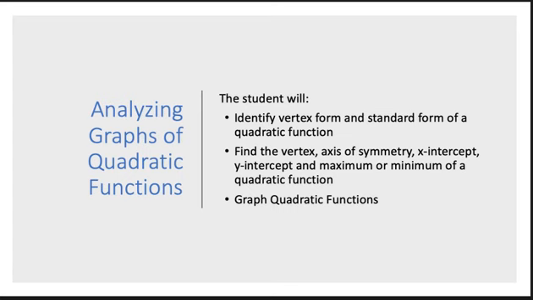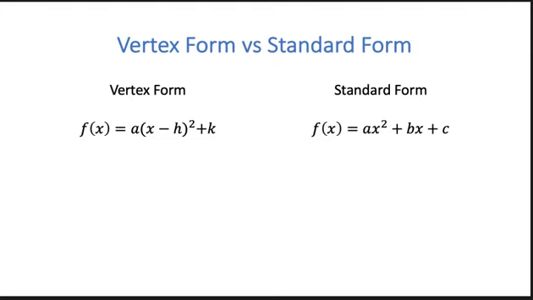This is part 2. In part 2, we're going to do all of the same things, finding the vertex, the axis of symmetry, the x-intercept, y-intercept, max, min of a quadratic function. But we're going to do that when the function is in standard form. So if you remember, we talked about vertex form in the last section. Now we're going to talk about standard form.